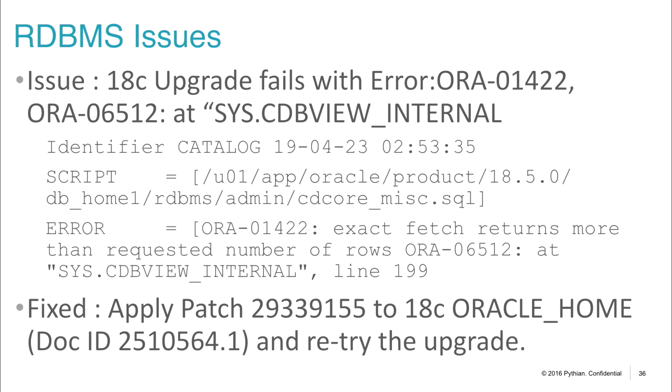So now we were able to upgrade the grid infrastructure, and this is one of the issues that we faced in the database upgrade. So this was failing with this error right here. And what we found was that we have to apply patch 29339155 to the 18C Oracle home, and then retry the upgrade. So we applied this patch, and we were able to move forward with this.